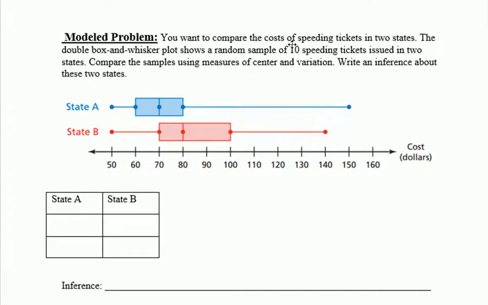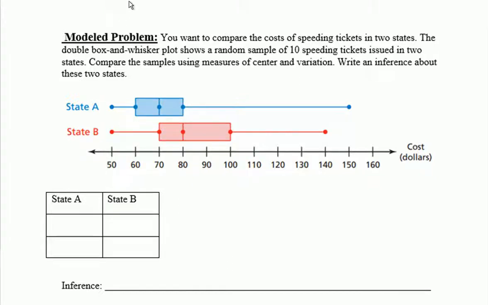So, you want to compare the cost of speeding tickets in two states. The double box and whisker plot shows a random sample of 10 speeding tickets issued in two states. Compare the samples using measures of center and variation and write an inference about these two states.